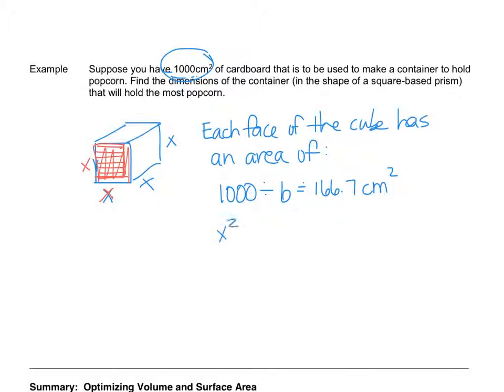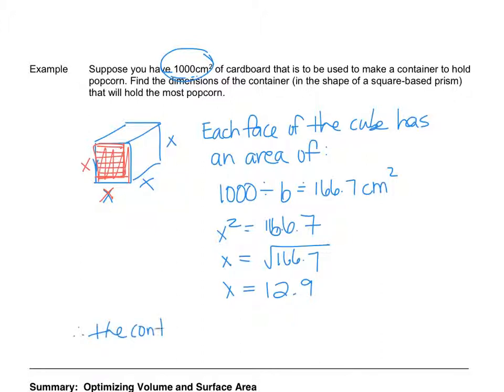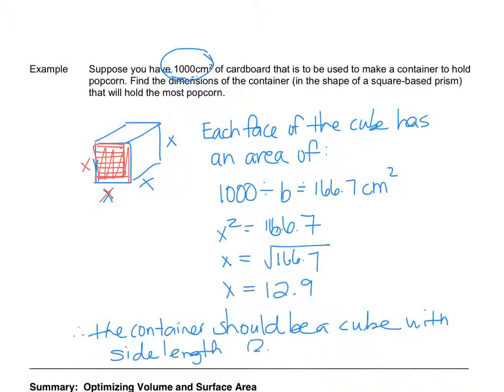So now I know that x squared, the area of that face, is 166.7 centimeters squared, so x has to be the square root of 166.7, which is approximately 12.9. So therefore, the container should be a cube with side length 12.9 centimeters.